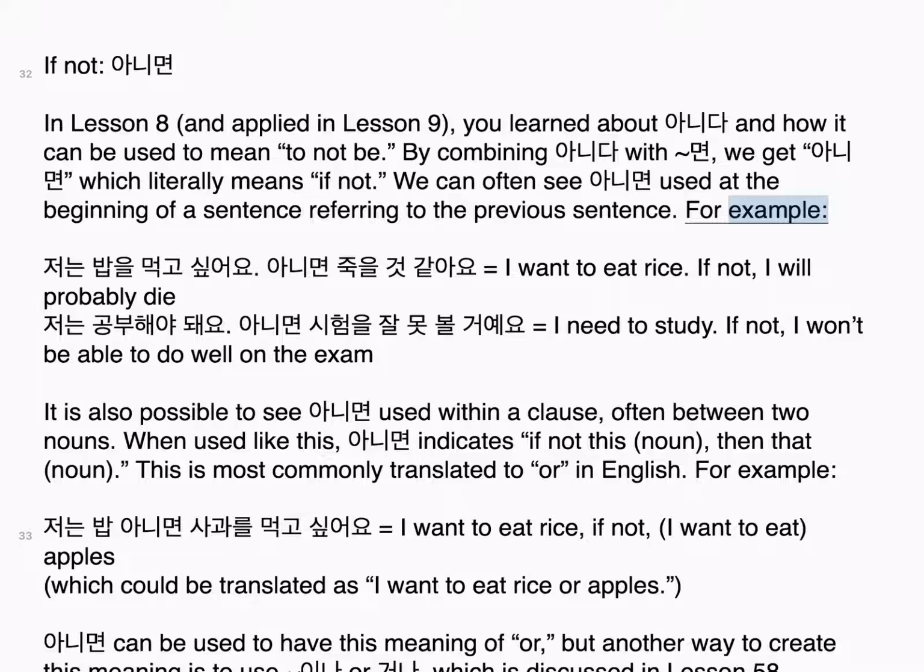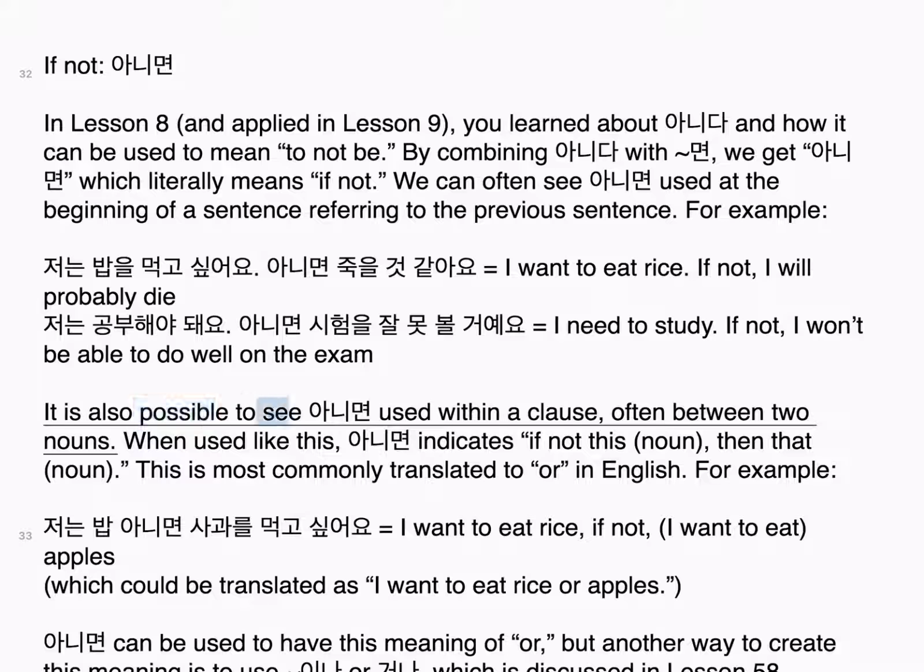For example, 저는 밥을 먹고 싶어요. 아니면 죽을 것 같아요. I want to eat rice. If not, I will probably die. 저는 공부해야 돼요. 아니면 시험을 잘 못 볼 거예요. I need to study. If not, I won't be able to do well on the exam.